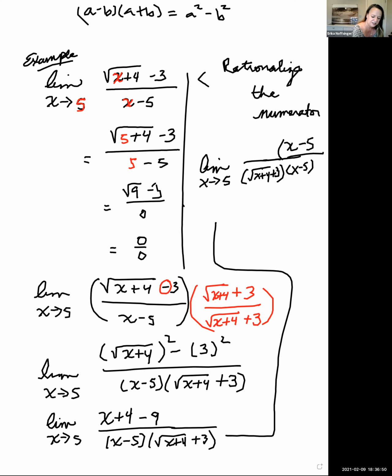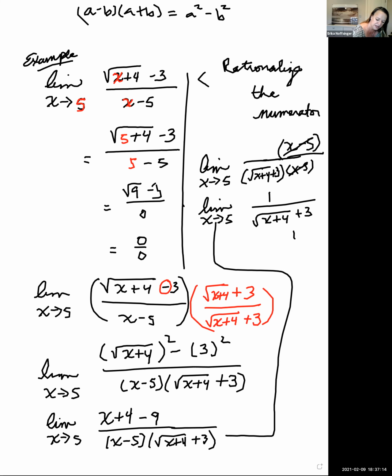So notice those factors of x minus 5 cancel. So we're left with 1 in the numerator all over, and then we just have that radical x plus 4, and then the plus 3 outside the radical in the denominator. So now we can do the direct substitution.